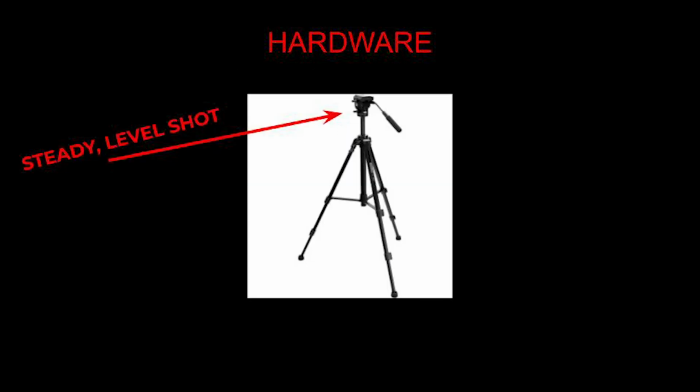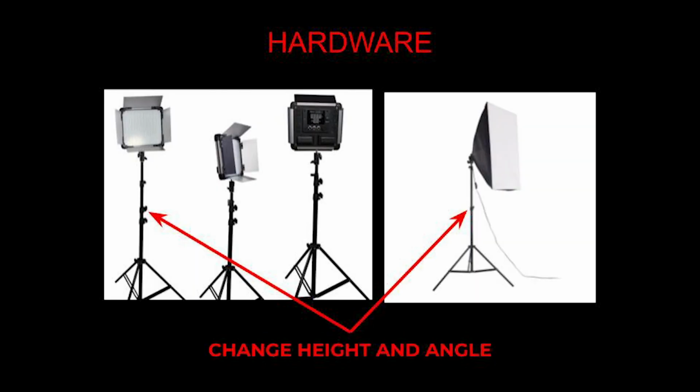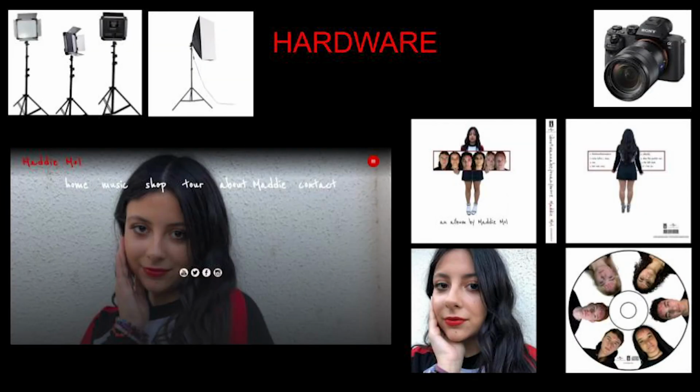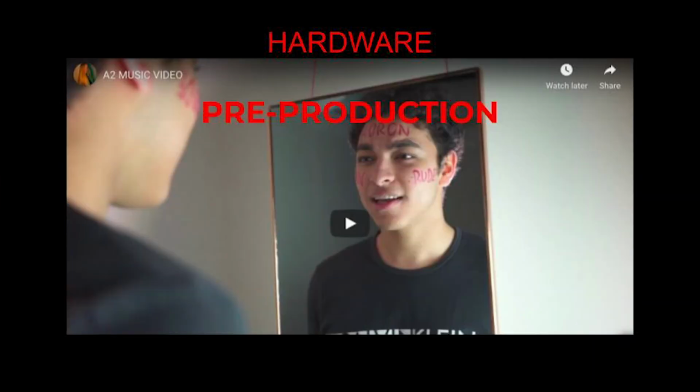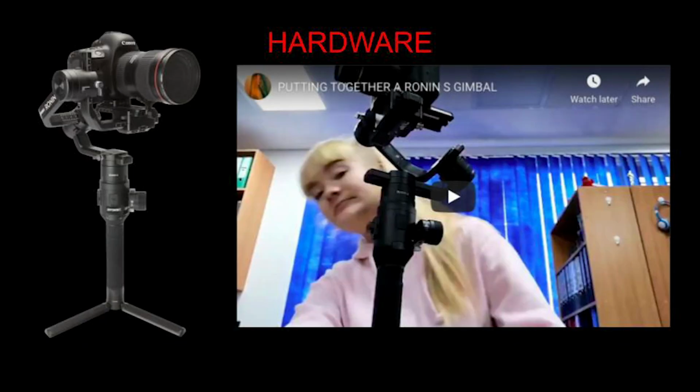I used the Sony in conjunction with a tripod, so I could ensure a steady, level shot, as well as an LED portable studio light and a softbox studio light. These allowed me to easily change the height and angle of my lighting. I also used the lights and Sony camera when taking pictures for my digipack and website. When doing my pre-production for my music video, I learned how to assemble and use a Ronin S gimbal, as I was planning to use it on my video. Even though I didn't end up utilizing this skill, it will still be beneficial in future media projects.